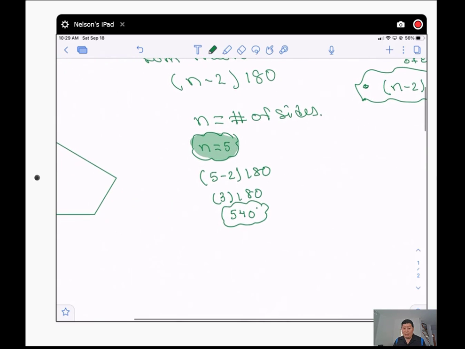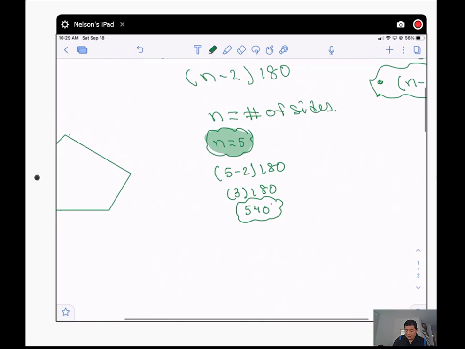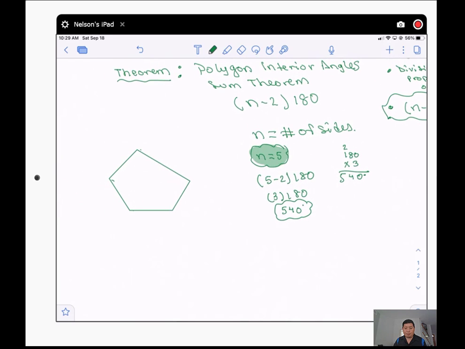If you have a calculator, please use it. If you don't have a calculator, no worries. You can always do the multiplication on the side. Just to illustrate, 3 times 0 makes 0, 3 times 8 makes 24. We're going to carry a 2. 3 times 1 is 3, plus 2 makes 5. So that is where 540 comes from.